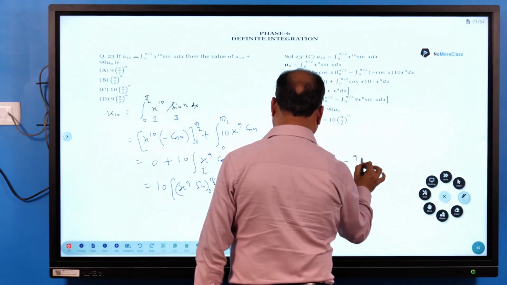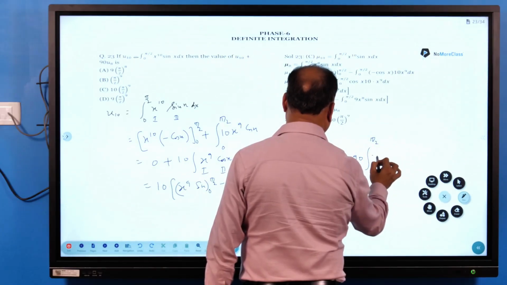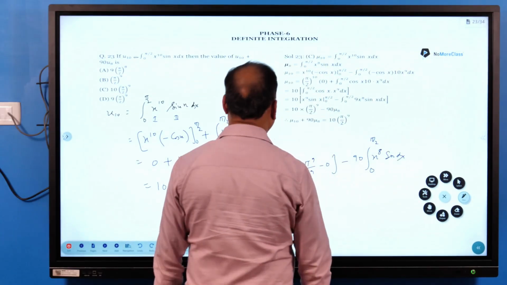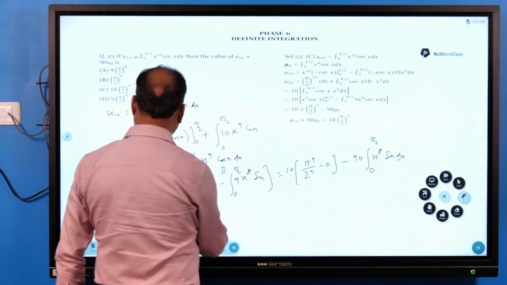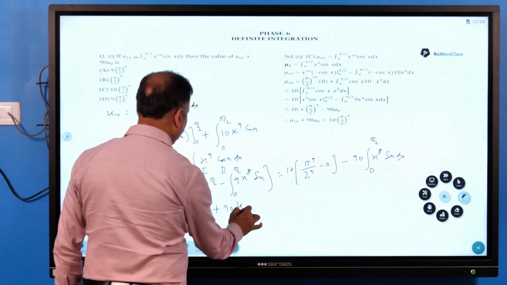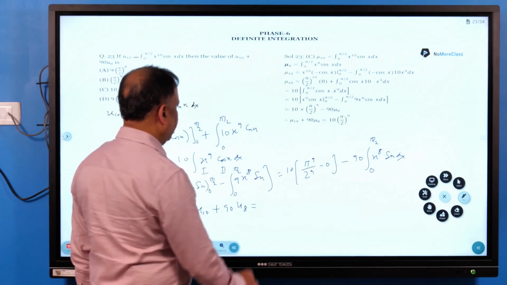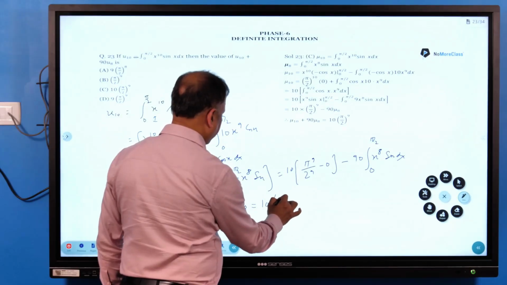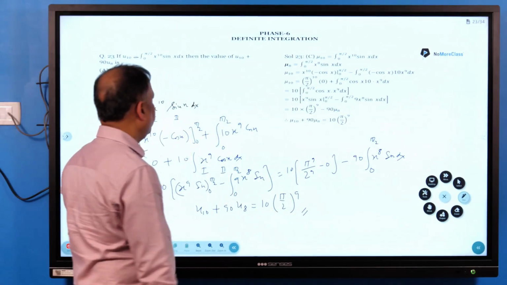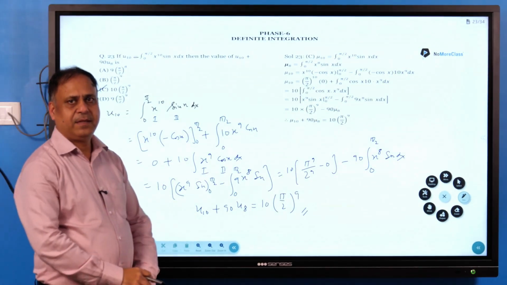minus 90, 0 to pi by 2, x^8 sin x dx. This is u8. So u10 plus 90 u8 will be equal to 10 into pi upon 2 raised to power 9. This is the answer: 10 into pi upon 2 raised to power 9. That means option C will be correct. So thank you.